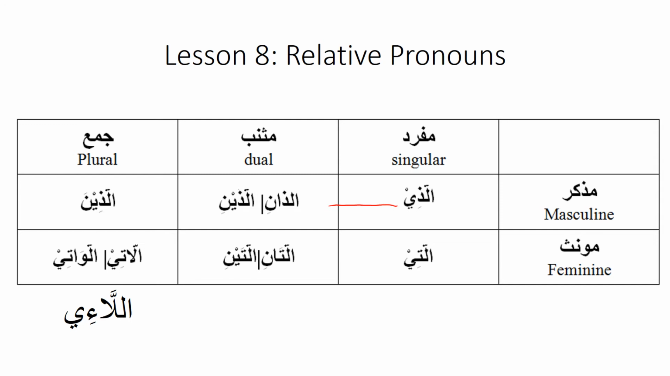Allati, same thing for feminine. Alladhani or alladhaini, allatani, allataini is for dual. Alladhina, those who or the ones who. And the feminine plural has 3 options: allati, allawati, and allai. And allai is the only one that comes in the Quran, so you just memorize that one.